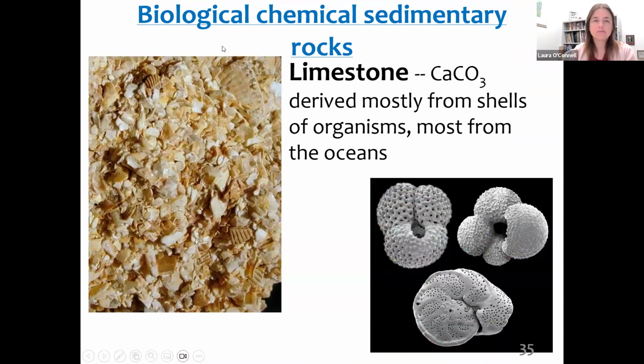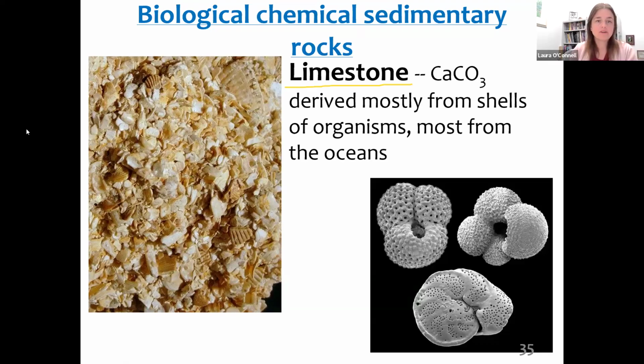And then biological chemical rocks, of course, are usually formed from different types of fossils. That's why they're called biological. They're formed from biological things, something that used to be living. So limestone is my favorite rock. Yay! Limestone's my favorite rock because this is the one that has pretty much all the fossils in it.